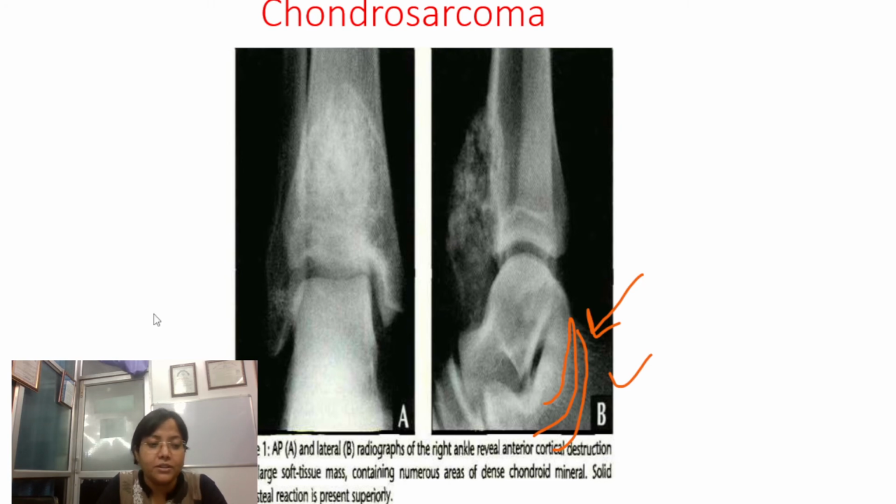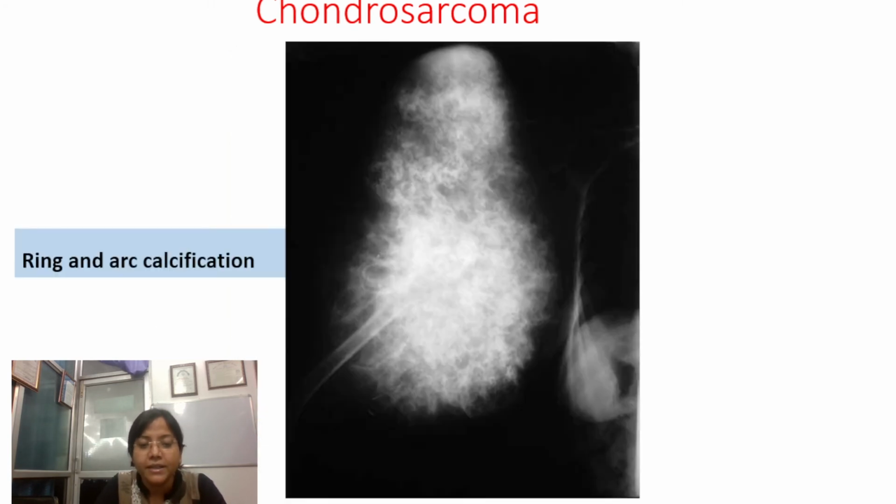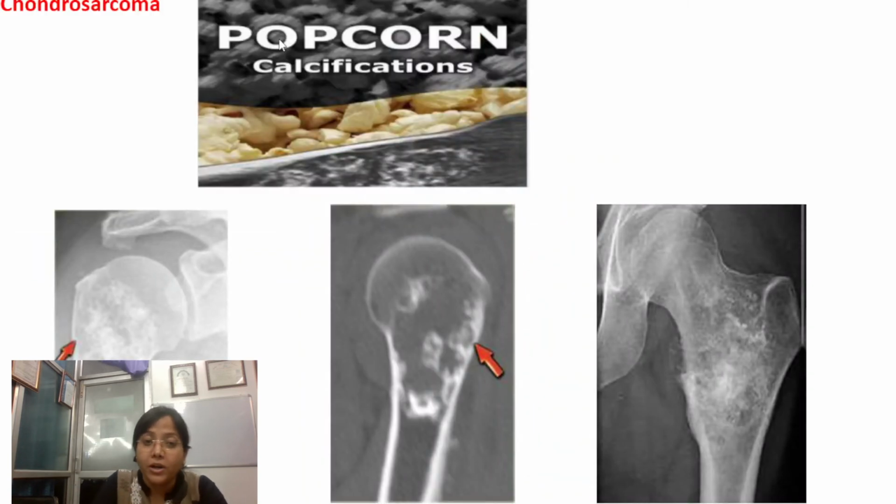Now we are going to another picture, and in this radiograph we can see ring and arc calcification. So in chondrosarcoma, these are the rings and these are the arcs. These are the ring and arc calcifications. It is very famous in the case of chondrosarcoma. Apart from that, one more very common thing is popcorn calcification.